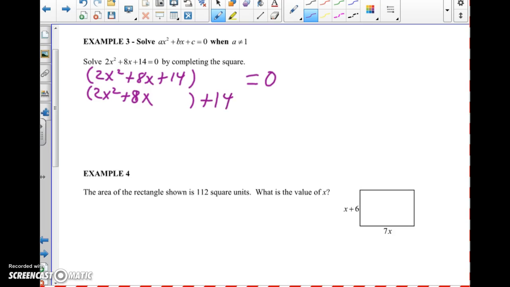Okay, but now here's the thing, x squared's not by itself. So who else is going to get kicked out of the hood? 2 is. And then 2 is going to get kicked out of the hood also. So here comes 2 out, right? And we get x squared plus 4x, right? Plus 14. And that equals 0.